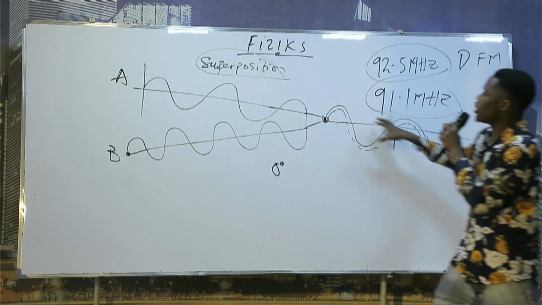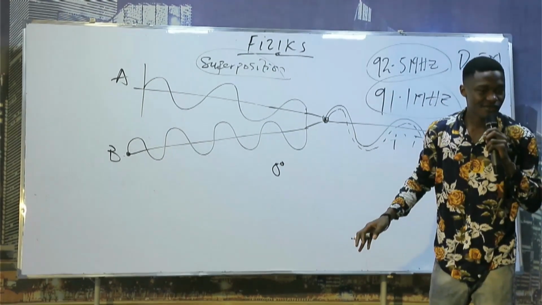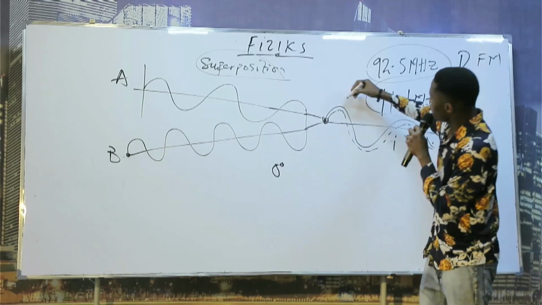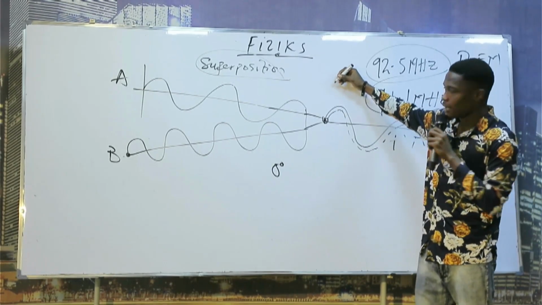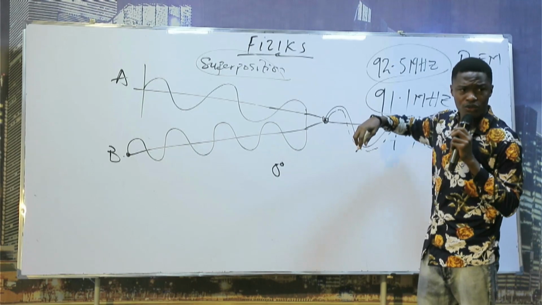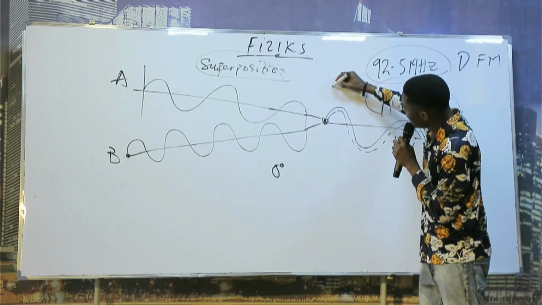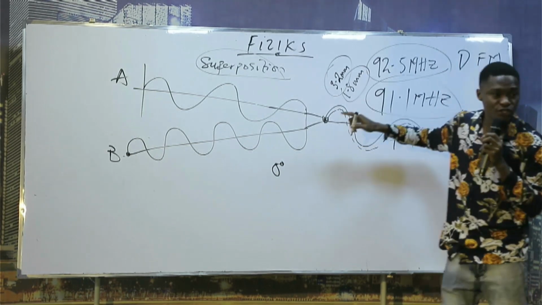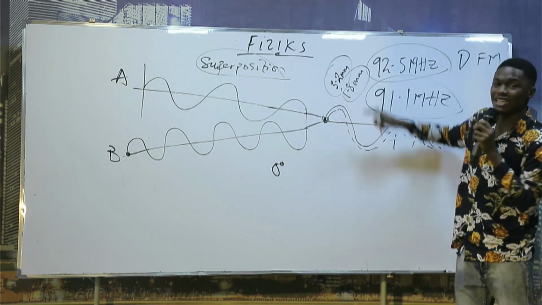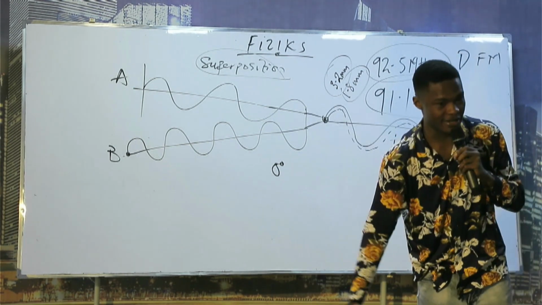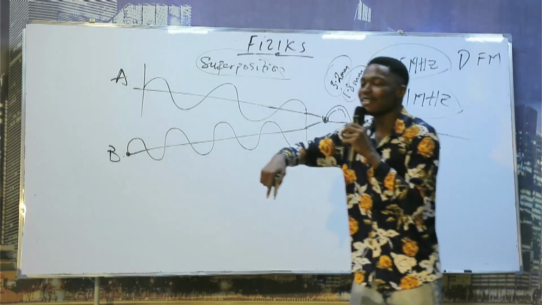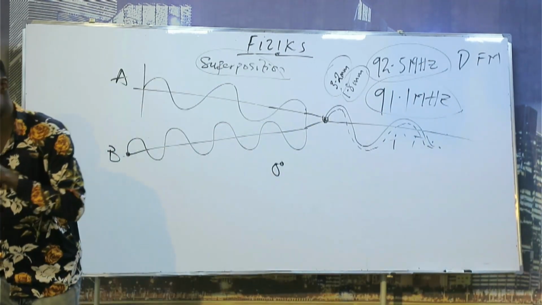We said that because they are in phase, they will aid each other. For example, in a Pursuit TME question two years ago or so, what did they ask? They said, if two waves of amplitude 3.2 millimeters and 1.8 millimeters interfere constructively, what is the amplitude of the resultant wave?